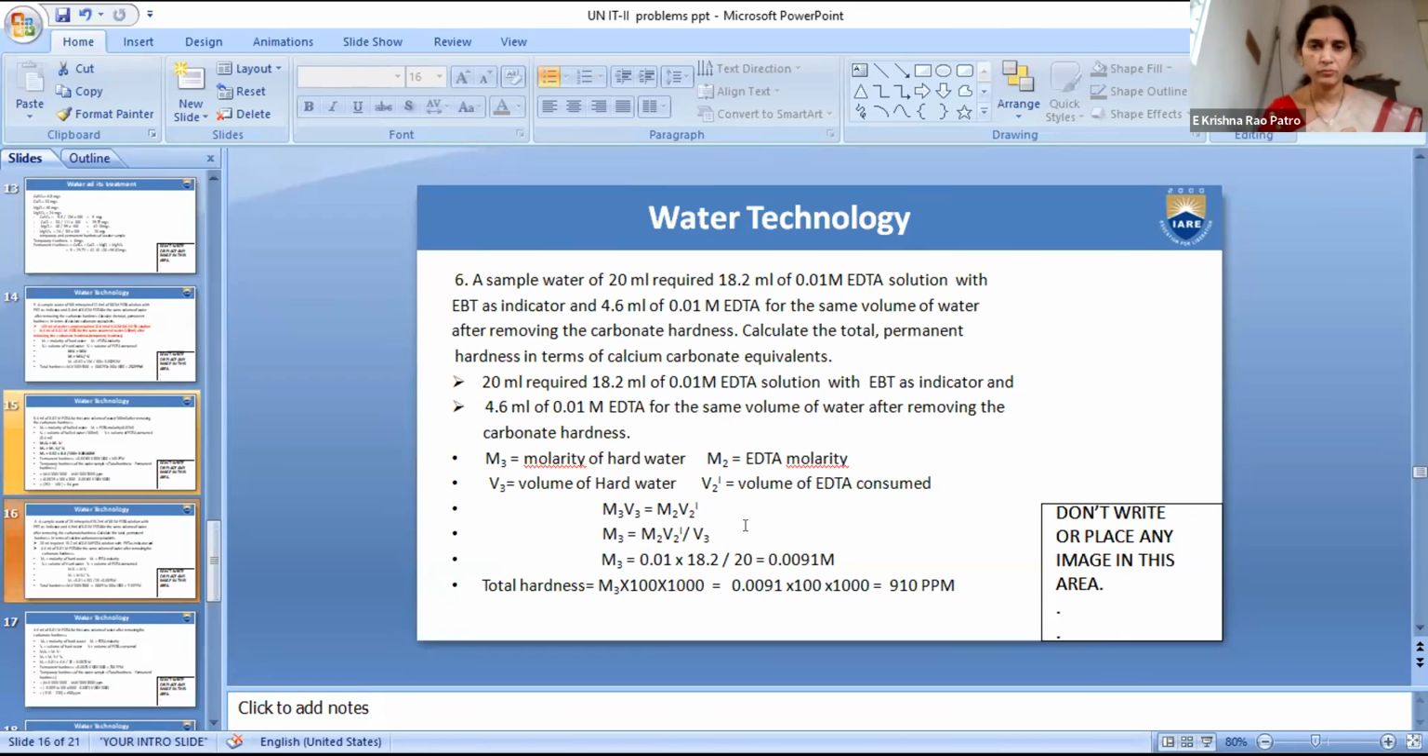Now you know the values. M3 is equal to M2V2 dash by V3. Here M2 is 0.01, V2 dash is 18.2. The volume of sample water we are taking in the conical flask is 20 ml. So 0.01 into 18.2 by 20. You can do the calculation, and we will get 0.0091 molar.